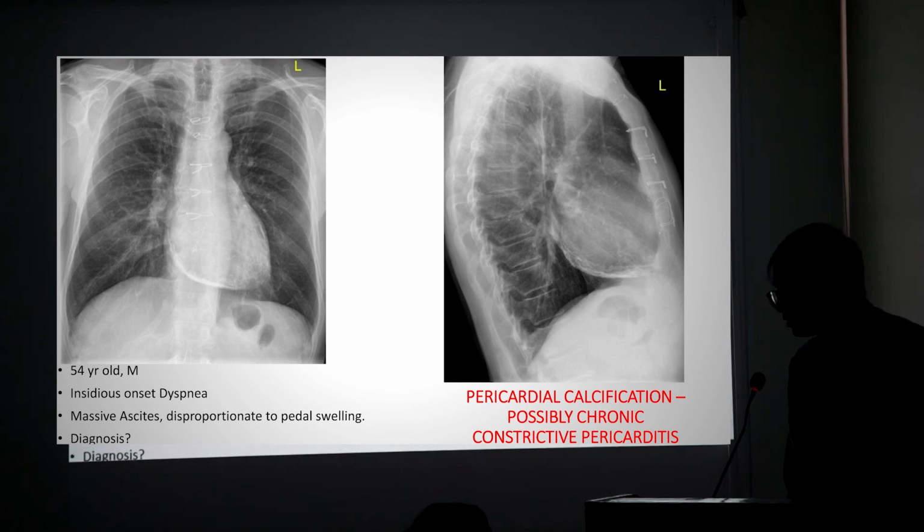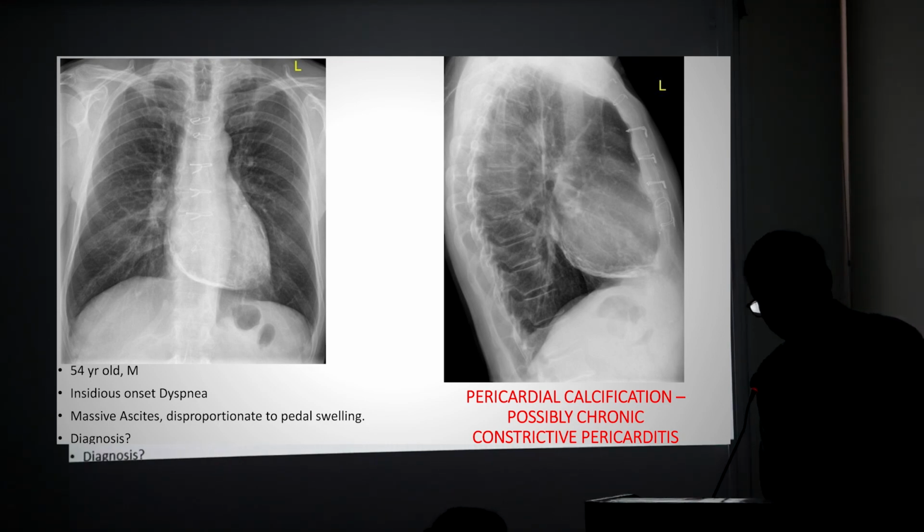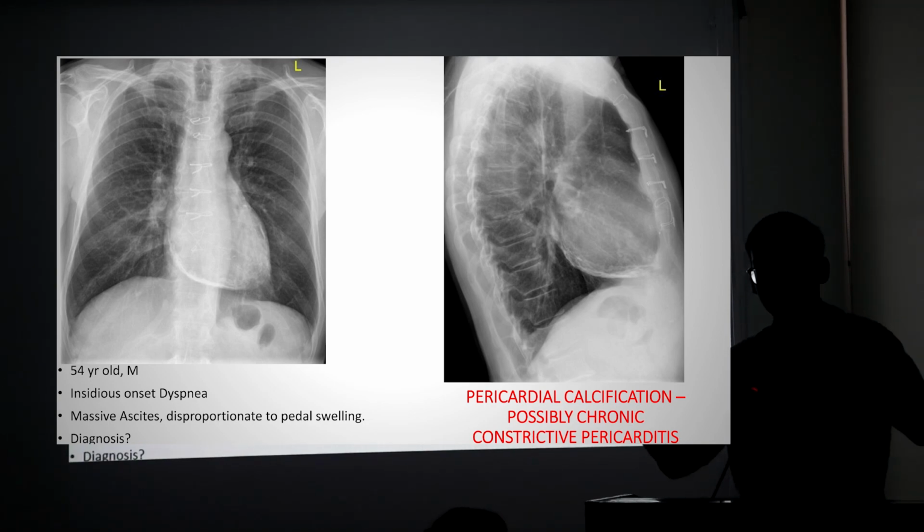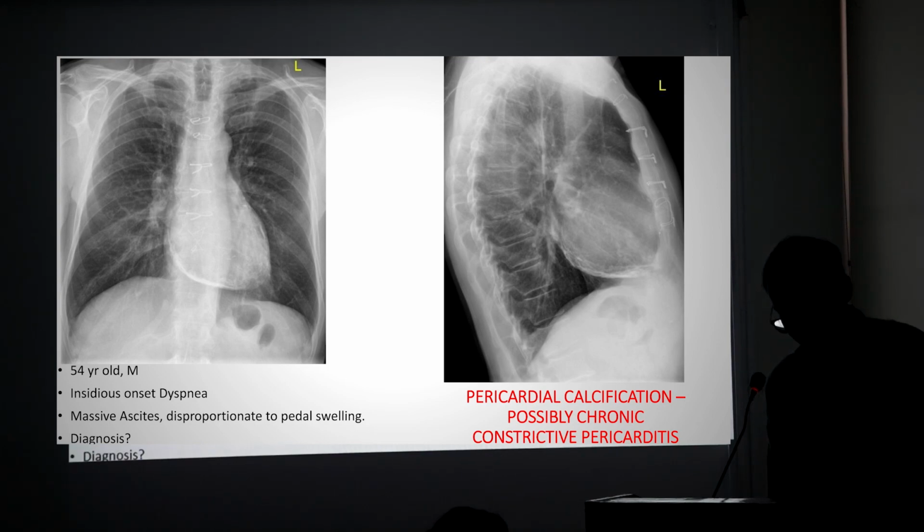Now where is this calcification? Where is the calcification happening? Pericardium. So this is pericardial calcification. So these patients can come with constrictive pericarditis. What is the general presentation of constrictive pericarditis? They come with big ascites, disproportionately not much pedal edema, and breathlessness. Evaluation of GI and liver comes normal in these patients.